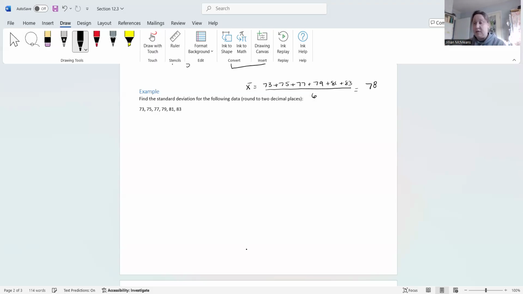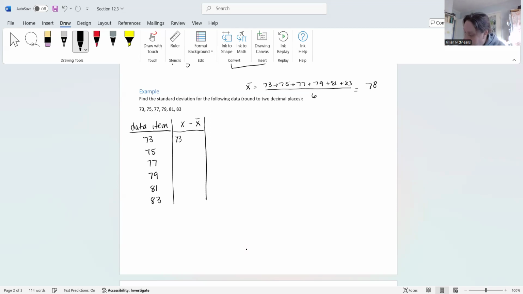Remember, that's going to be part of this calculation. So we start with our data items. I'm just going to list them out vertically: 73, 75, 77, 79, 81, 83. For each of those, we're going to take the data item and subtract the mean.